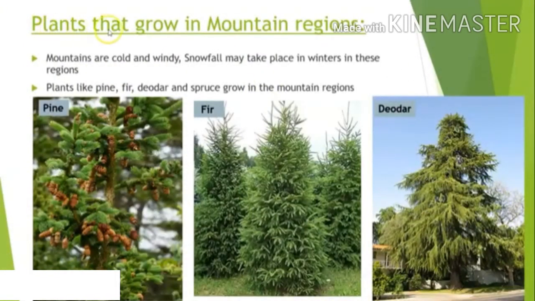Now let's see the plants that grow in the mountain regions. Mountains are regions which are very cold and windy. These are some of the hill stations like Ooty, where you can go for a vacation. These places are very cold and windy. Snowfall may also take place in winters in these regions.